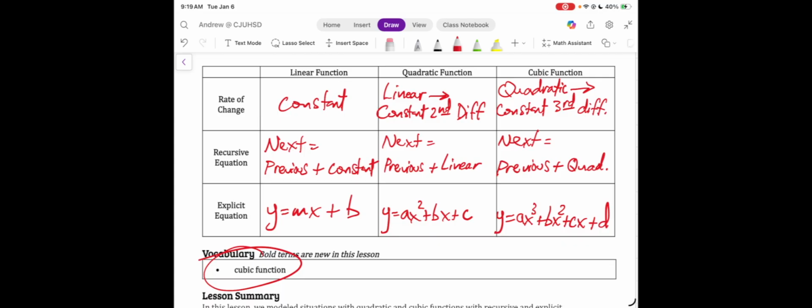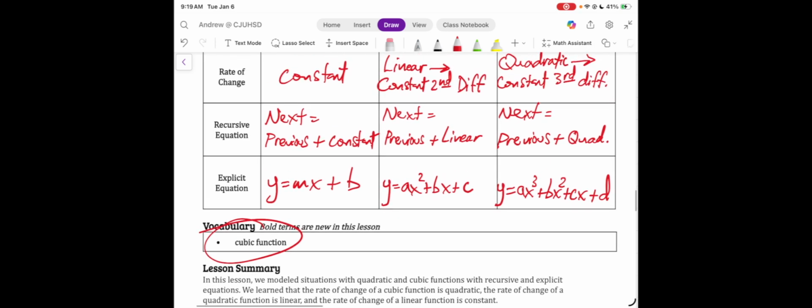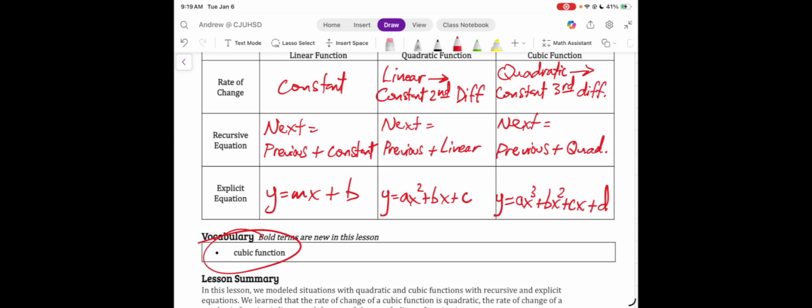All right, so very good. The lesson summary, take a look at it. We did some modeling with quadratic and cubics. This is the table you want to pay attention to.